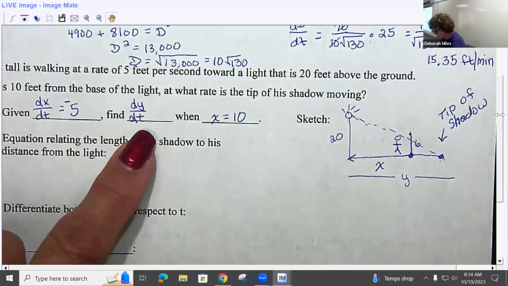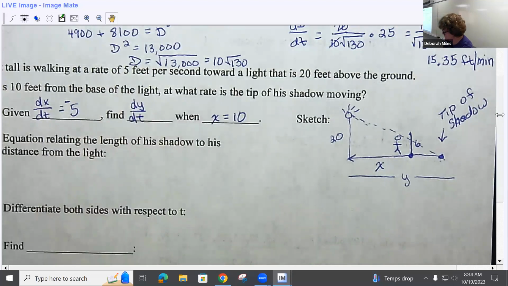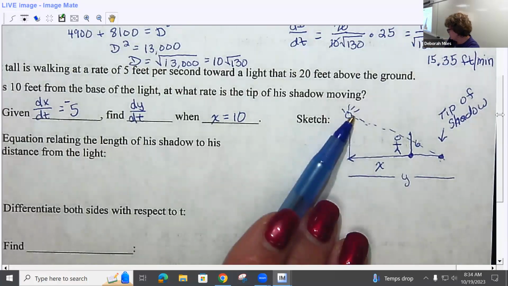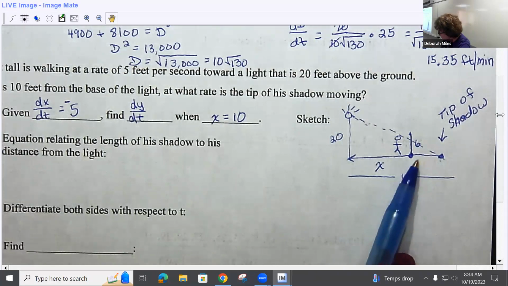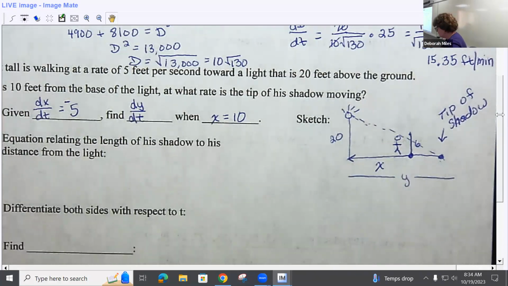Find dy over dt when x is 10. Think we have it? Yeah. All right. What about an equation? Would you do like the similar triangle things? Yes, exactly. I can't use the Pythagorean theorem because I don't know anything about the hypotenuse here. But I have a baby triangle within a big triangle, and that's when I can use similar triangles.